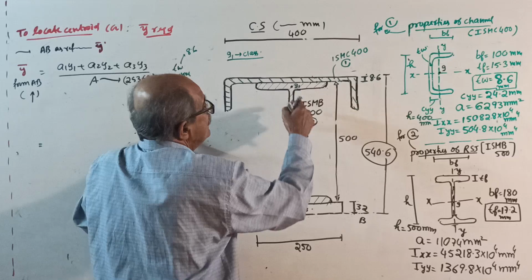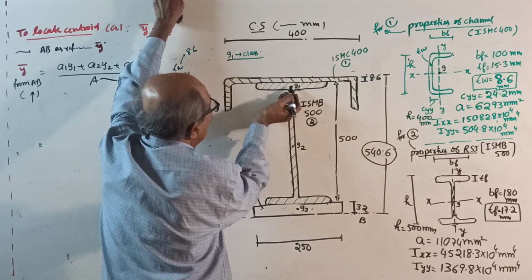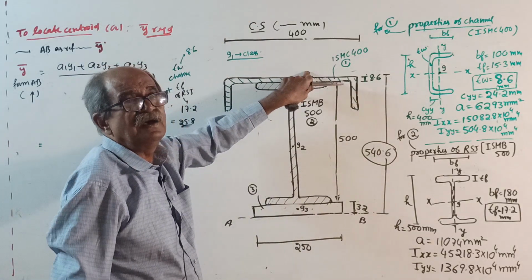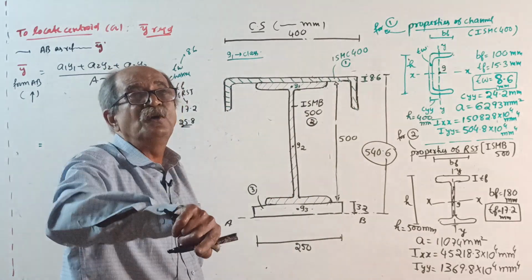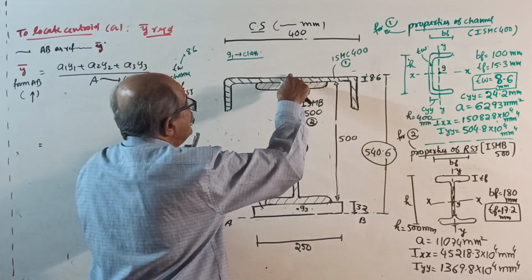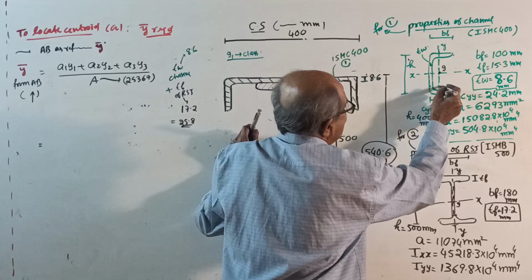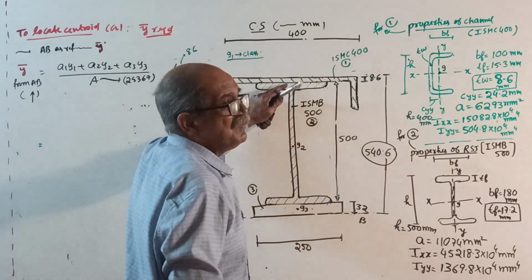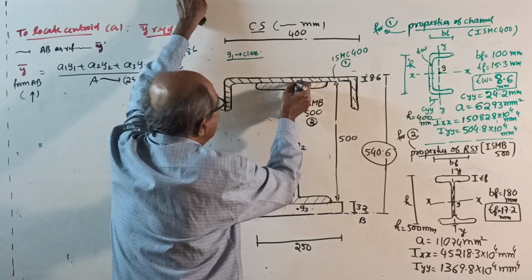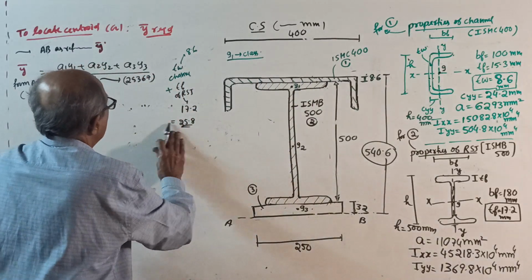But centroid is at a distance 24.2, means it is slightly above this point. So this is green color, G1, centroid for the channel, but lies in the flange of the RSJ. See here, this G1. When you see G1, from here to here, this distance is 24.2. So it will cross the web. Web thickness is 8.6, so little further more. But it lies slightly above. Make this note. Okay, sufficient.